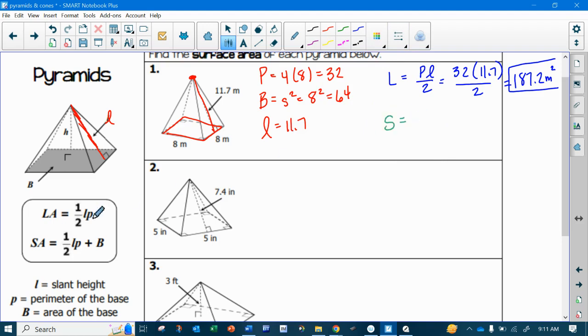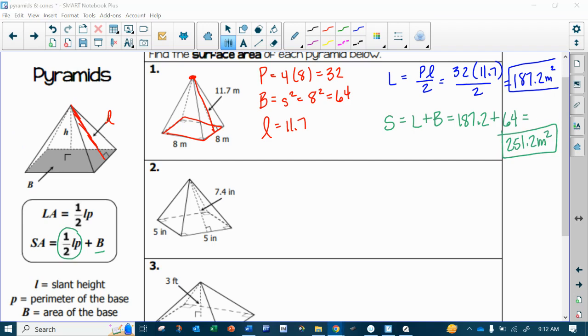Surface area is really cool because if you look at it, isn't this your lateral area plus your base? So this is just lateral plus base, because there is only one base, so you don't have to do 2B. You're just doing AB. So we've got 187.2 for the lateral, plus our big B is 64. So just add 64 to your previous answer. So you get 251.2, and it is also meters squared. And that is all there is to finding surface area and lateral area.